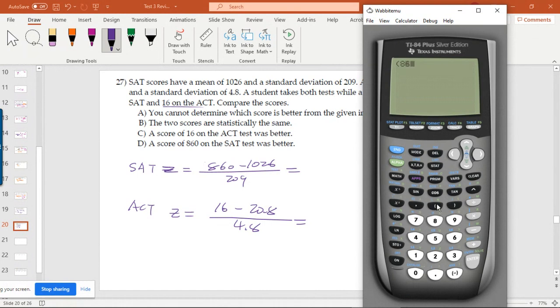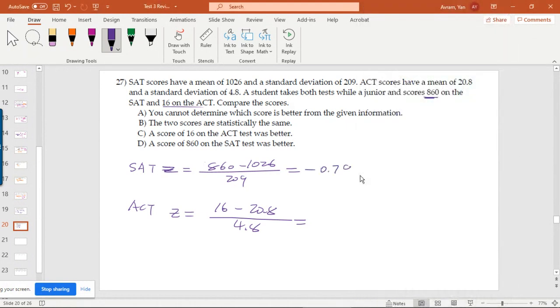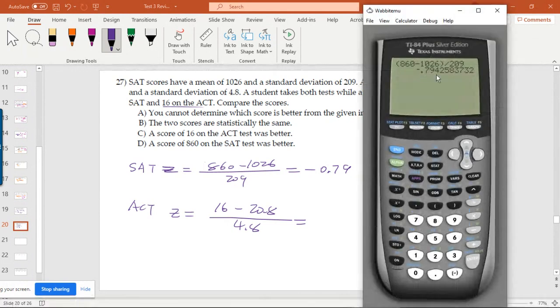Okay, so 860 minus 1026. Remember to use the parentheses. So this is negative 0.79. Okay. If we round to 2 decimal points, the third digit is 4, so we round it down, right?